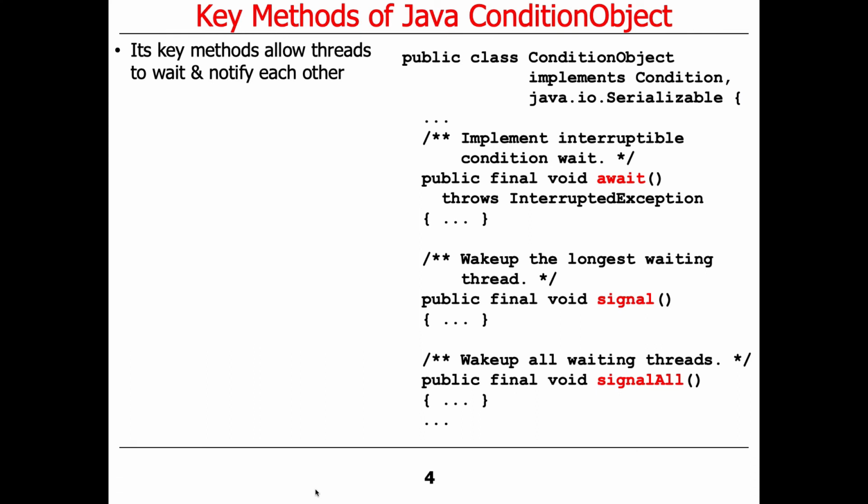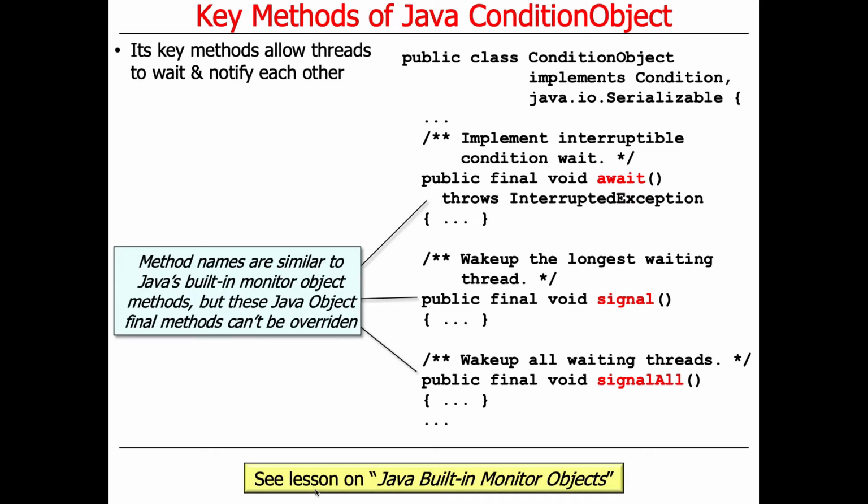So remember, the whole point of this abstraction is to allow threads to coordinate their interactions by allowing them to wait and notify on each other. And so it may come as no surprise that the key methods that we have are ones that are used to wait and ones that are used to notify, although they don't have the words wait and notify for reasons we'll talk about in just a second. These method names, await versus wait, and signal versus notify, and SignalAll versus notifyAll, are similar to the names that are in the Java built-in monitor object methods, wait, notify, notifyAll.